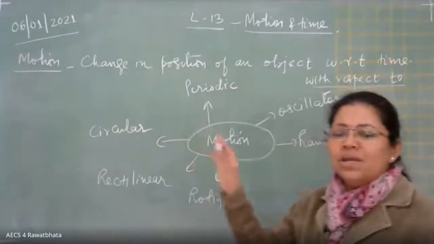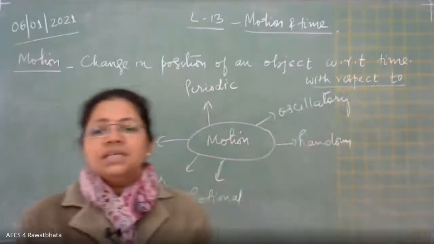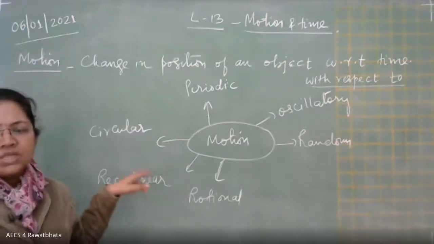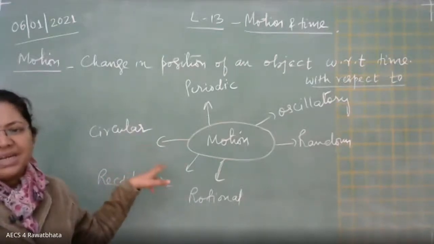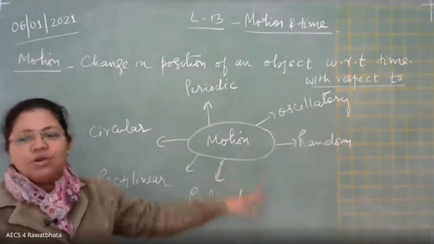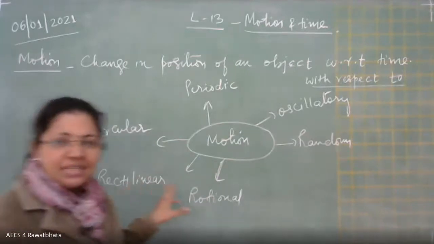Non-random motion. Actually, the remaining one can be counted as non-random motion. So now, linear motion. Linear and rectilinear are almost complementary terms. Translatory is there, but that is a bit complex as per your standard, so I have not written it here. So here the first one is rectilinear motion.